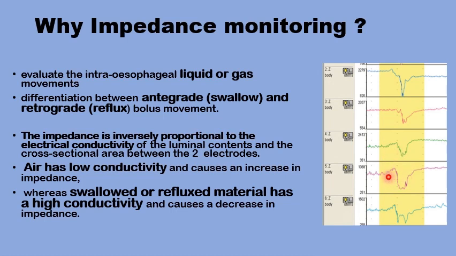By following the timing of such changes, you could tell whether these changes are going from the lower part upwards or vice versa. Like here, for example, it started in the lower pairs of the impedance electrodes and then progresses upwards gradually, so you could tell that this is a reflux episode of fluid. If it is just a swallow, you would see it going from above downwards towards the lower pair of electrodes in the lower esophageal sphincter.